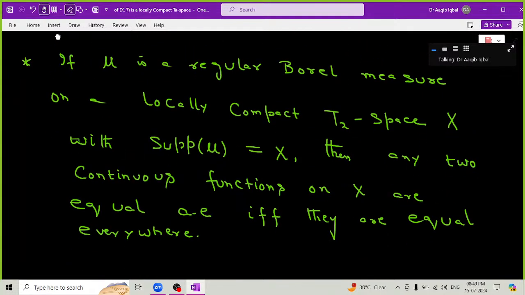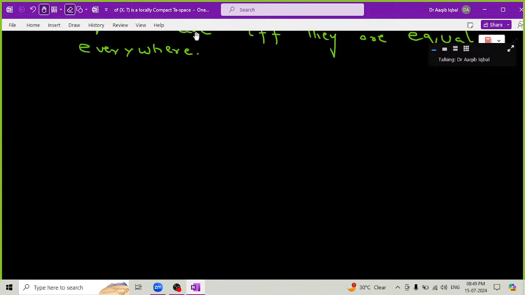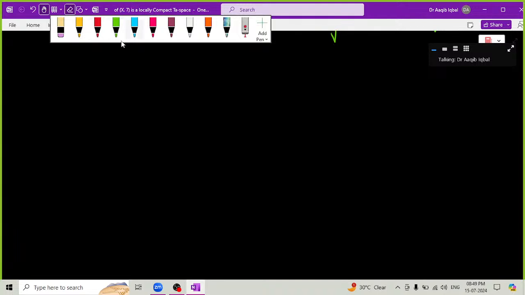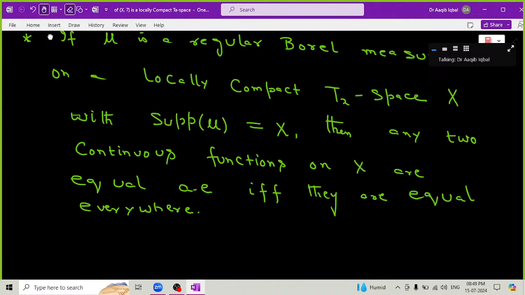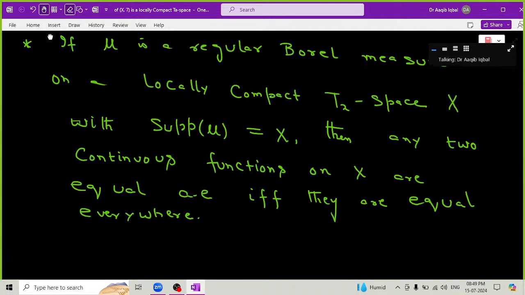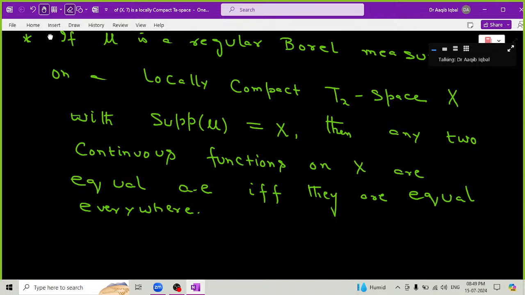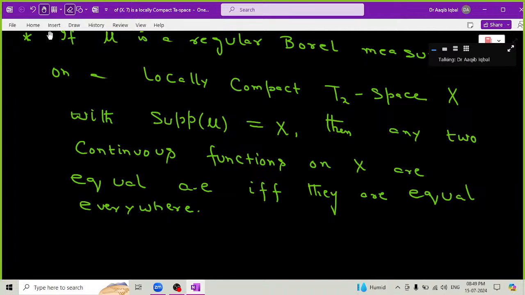Okay, so this is what happens in these spaces. Now it is also known that R with the Lebesgue measure, if you take R with the Lebesgue measure, in the first place R is a locally compact T2 space and Lebesgue measure is a regular Borel measure on R. So whatever you are seeing here is also true for R then. So this will hold in R as well. So it's actually a remarkable property of continuous functions in R. Any two continuous functions on R are equal AE if and only if they are equal everywhere.